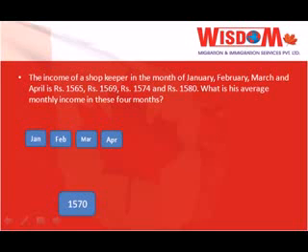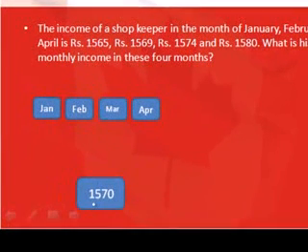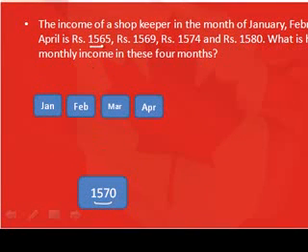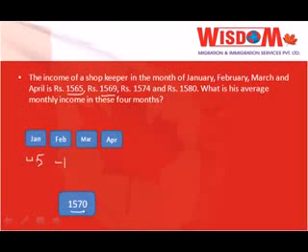Now since we have assumed 1570 to be the average, the deviation given by 1565 from 1570 is negative 5. And the deviation given by 1569 from 1570 is negative 1. The deviation given by 1574 from 1570 is positive 4. The deviation given by 1580 from 1570 is positive 10.